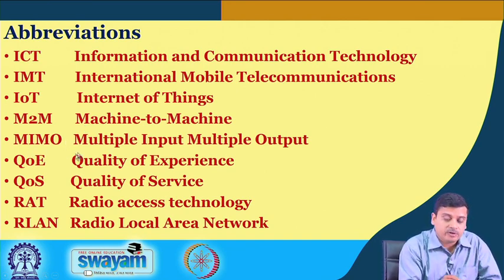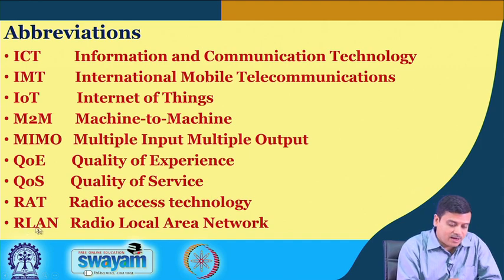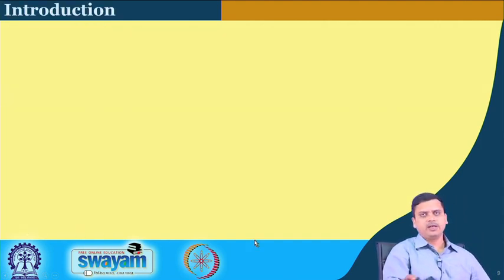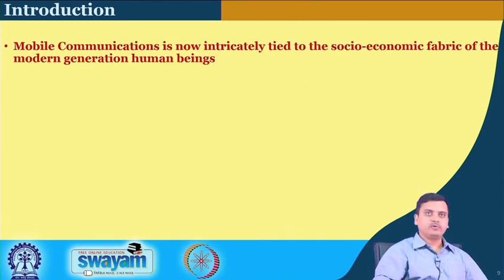MIMO, which we have referred already, is well known, multiple input, multiple output. QoE is essentially quality of experience. QoS is the well known quality of service. RAT is radio access technology, and RLAN is radio local area network. There are many more, but I found them to be pertinent, so I have just put them over here.